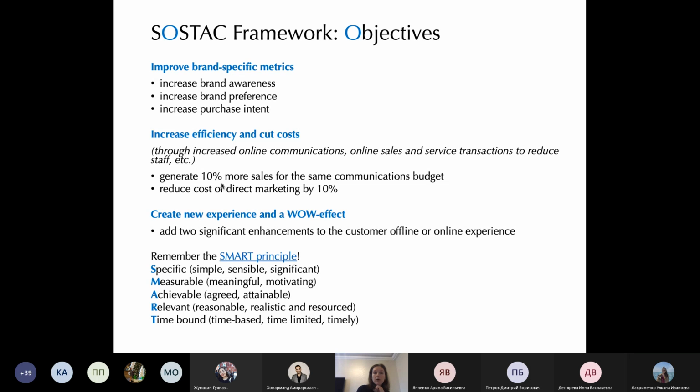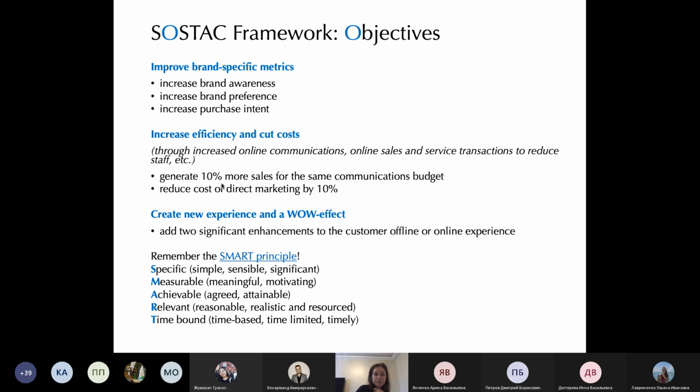So for instance, I have this example, increasing brand awareness. This is not a good example of setting an objective in your particular marketing plan, right? You should be very specific in terms of how much you want to increase your brand awareness.